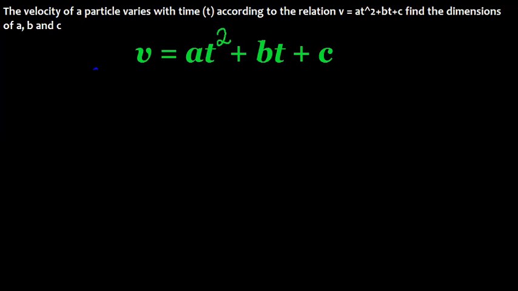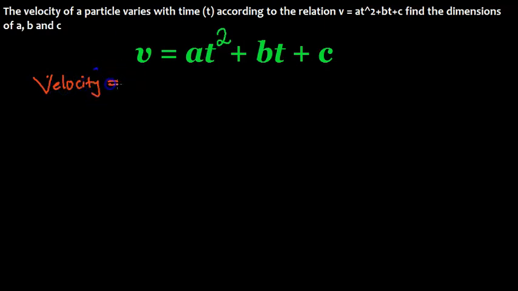Let's assume we're given this kind of problem that has to do with analyzing a physical equation. This is the equation we're given, V equals AT squared plus BT plus C. How can we solve this problem? The problem says the velocity of a particle varies with time, denoted with small letter t, according to the relation V equals AT squared plus BT plus C, and we are asked to find the dimension of the constants. To find the dimension of the constants A, B, and C in the given equation, we are simply going to use dimensional analysis.